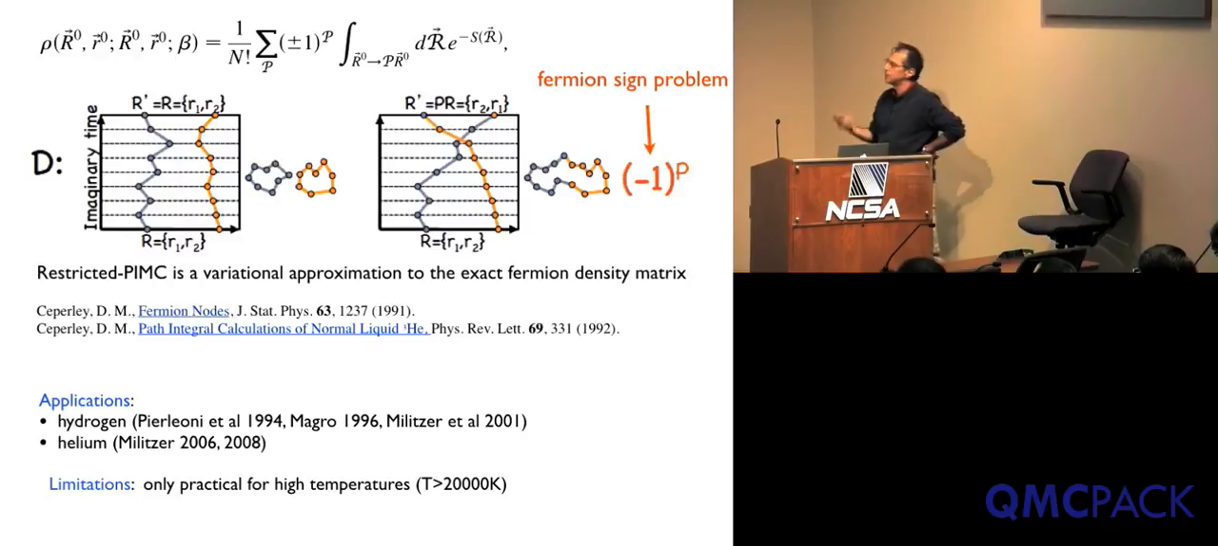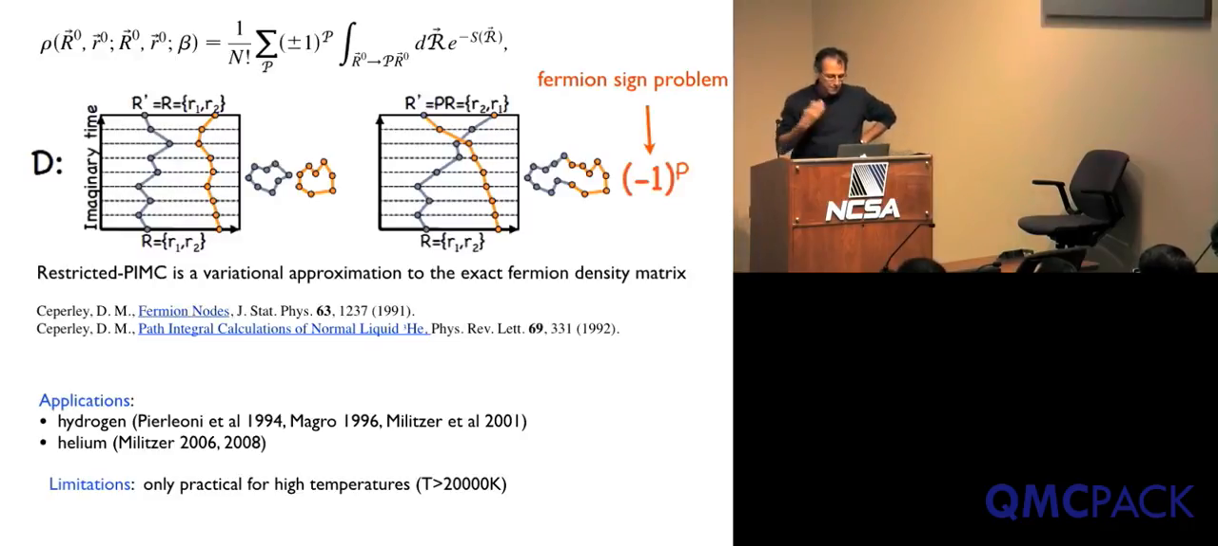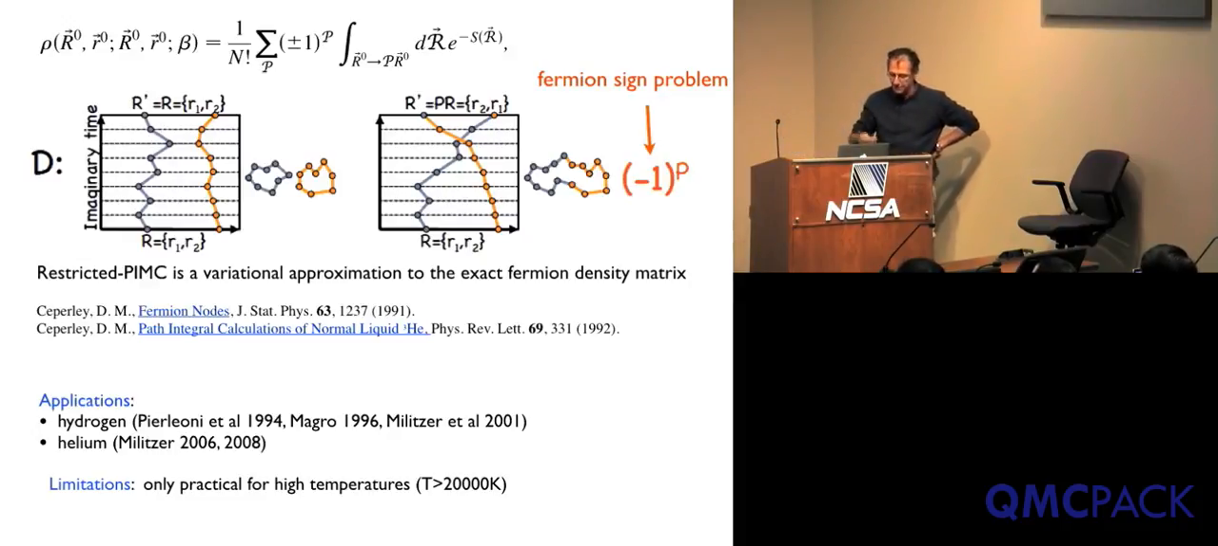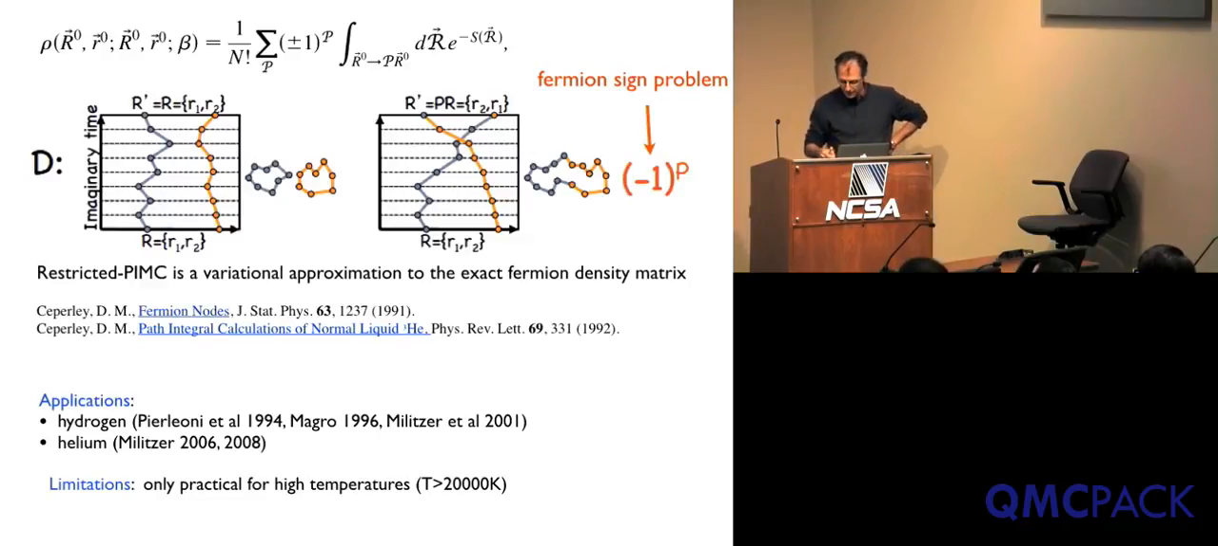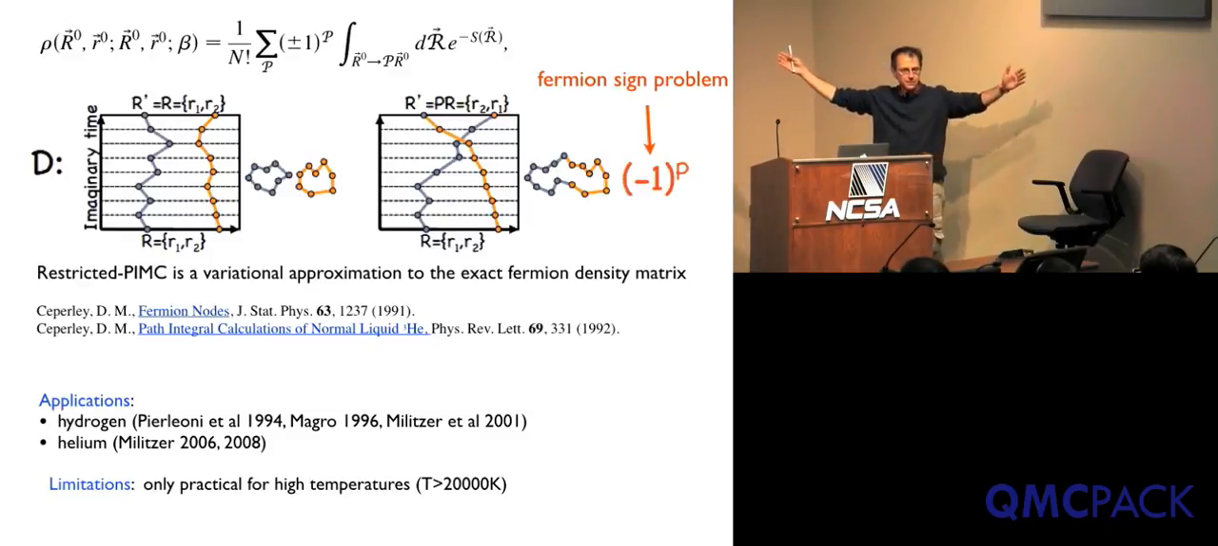So these calculations can be done, are accurate, and people are still doing this, but you cannot go much lower than, I put 20,000 or maybe 10,000 Kelvin, which, on our phase diagram, is pretty high in temperature. So you can do a large part of the phase diagram, but at high temperature.